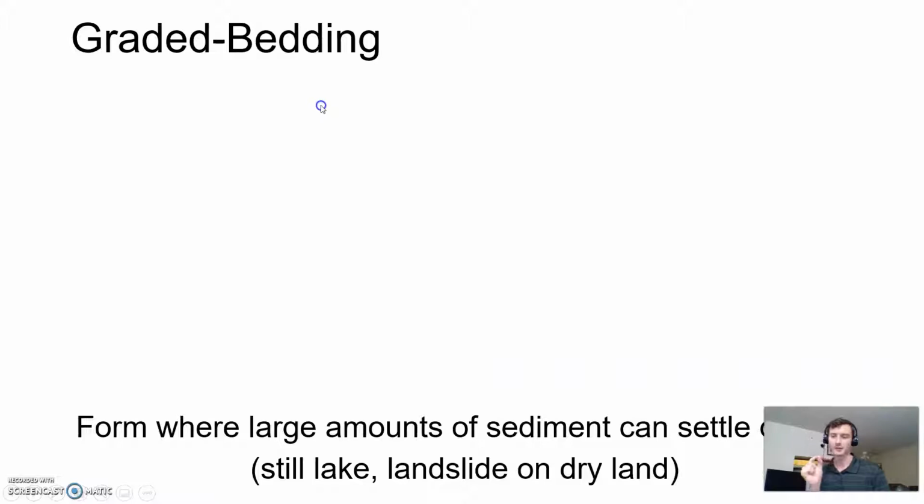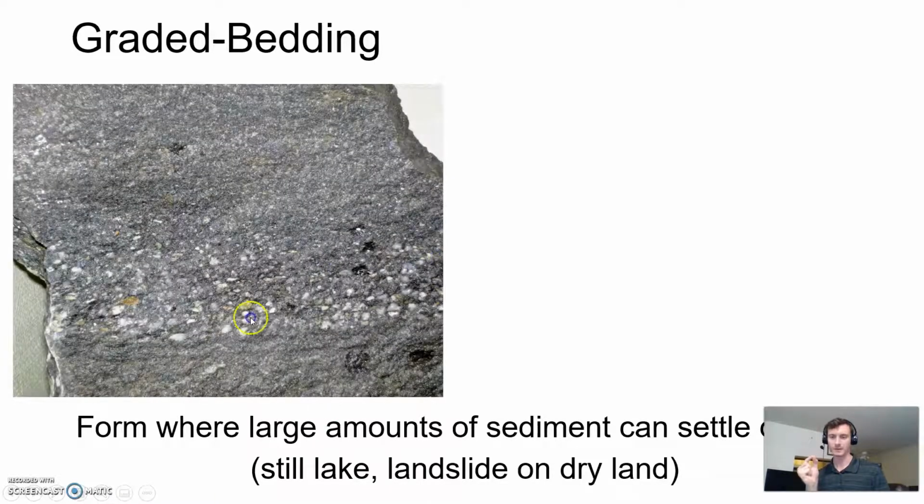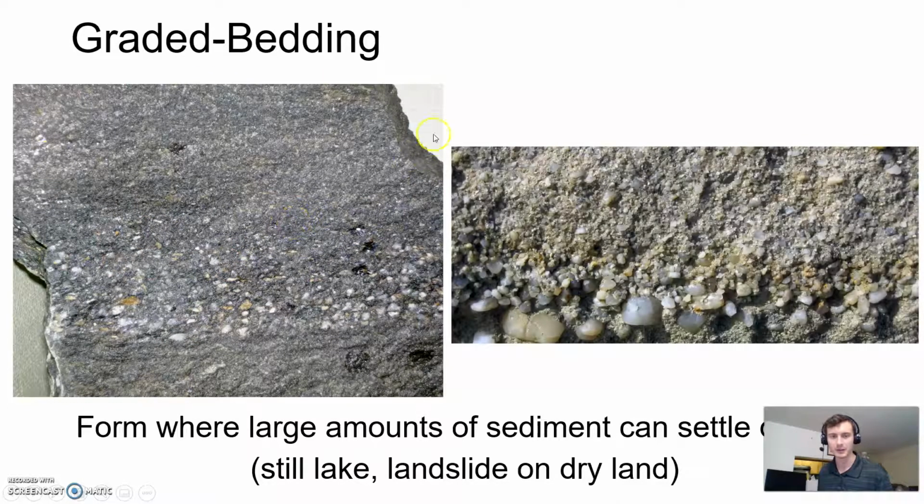Anyway, graded bedding is another feature whenever we have large amounts of sediment that settle quickly. So if you look closely at this one, you might say, okay, well, I notice we have big chunks down here and then sort of medium chunks here in the middle, and then the smaller stuff as we go up. You can see with this one as well. So bigger chunks at the bottom, medium stuff, and then sort of the finer stuff at the top.